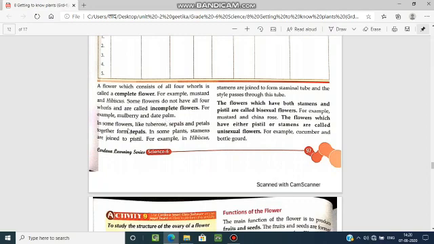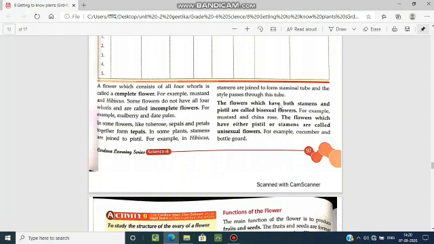In some flowers like tuberose, sepals and petals together form tepals. In some plants, stamens are joined to pistil. For example, in hibiscus, stamens are joined to form staminal tube and the style passes through this tube.